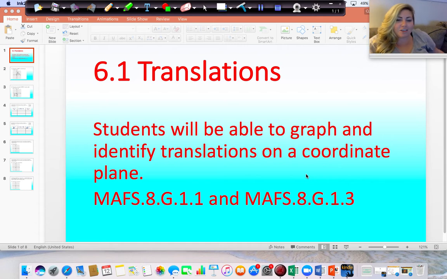So let's go ahead and get started. Today we are doing Chapter 6, Lesson 1, and it is on translations. Students will be able to graph and identify translations on a coordinate plane. Here are your standards that we are using.